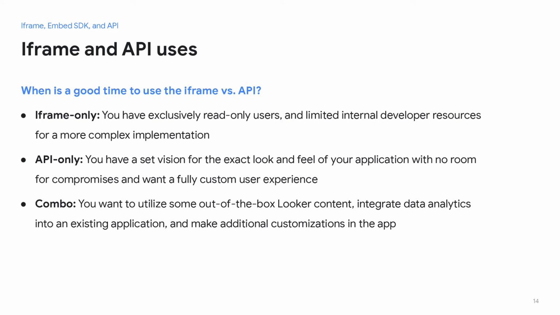The iframe route is ideal when all your users have read-only permissions and you can only devote limited developer resources that would be needed for a more complex implementation. Conversely, using the API is ideal when you cannot make any compromises on the design or functionality of your application. This enables a fully custom user experience. When you would like to take advantage of some of Looker's out-of-the-box content to merge with your existing application, a combination of both API and iframe is a great way to make some moderate customizations.